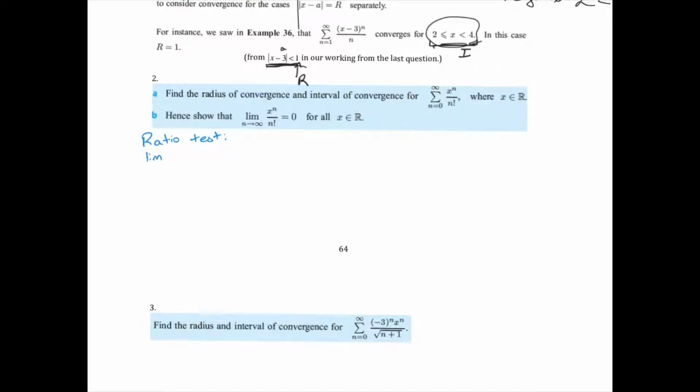The limit as n approaches infinity of a n plus 1 over a n equals the limit as n approaches infinity of... a n plus 1 is x to the n plus 1 over n plus 1 factorial, divided by x to the n over n factorial. That's a n. Sorry, does that all make sense? You can just go from yours. You don't even have to check mine. Just up to you. You just keep simplifying this.